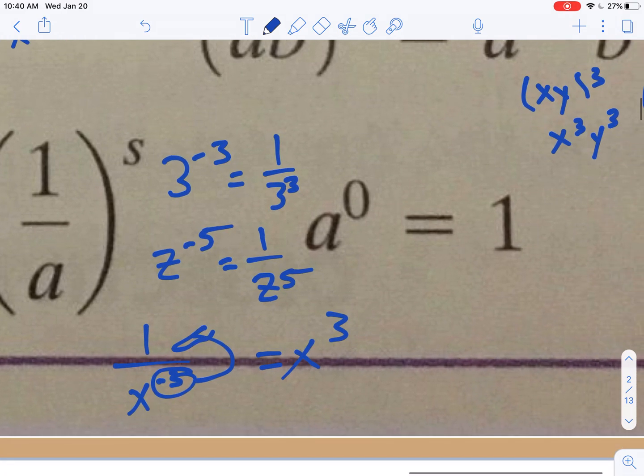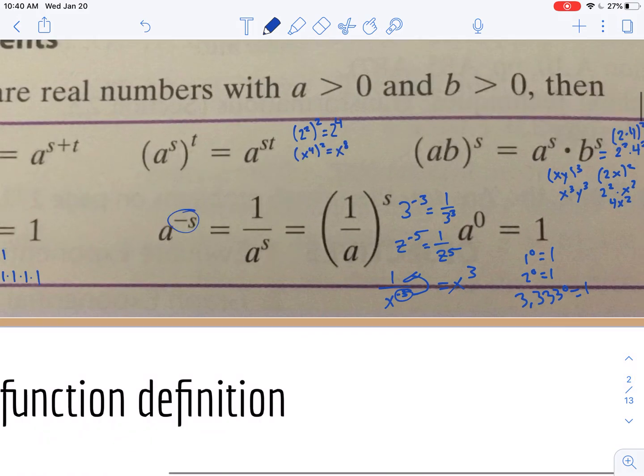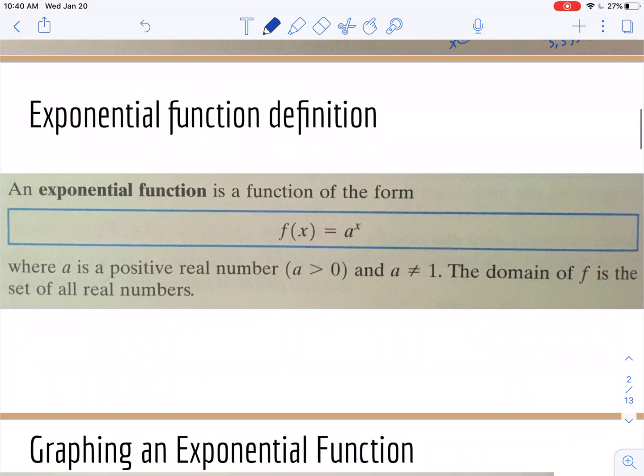And then anything to the 0 power is 1. 1 to the 0 power is 1. 2 to the 0 power is 1. 3,333 to the 0 power is also 1. So those are just some properties of exponents that we need to make sure we know. You've done all these before. Now we're going to move forward with them.